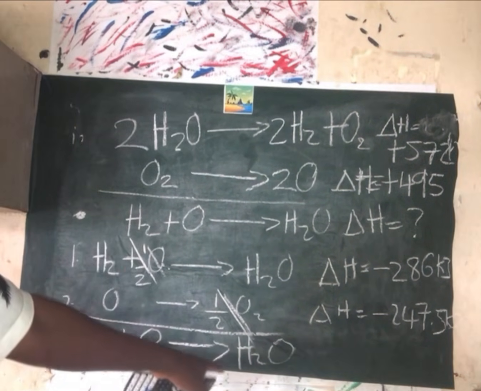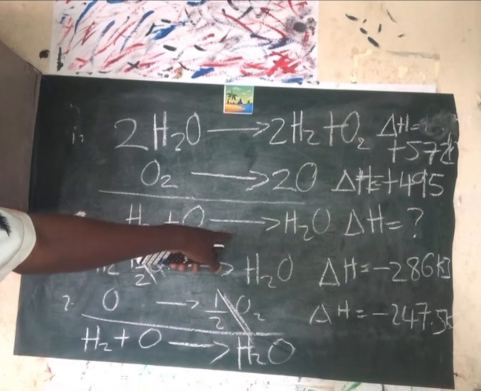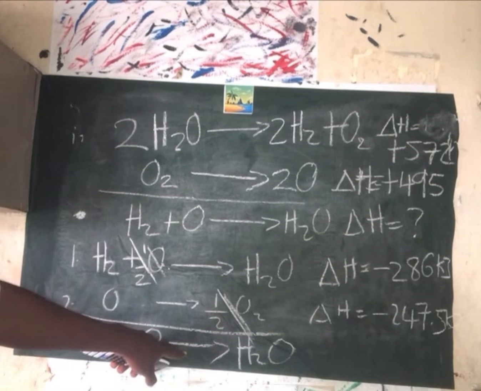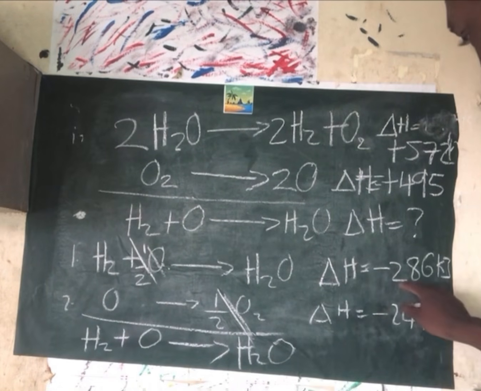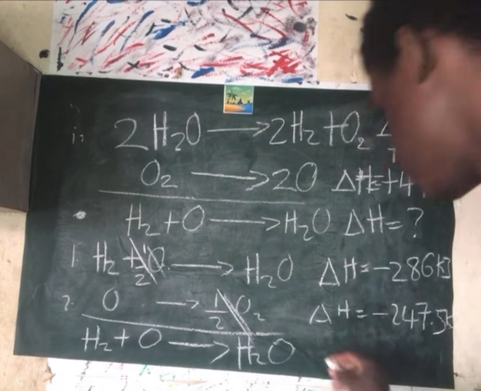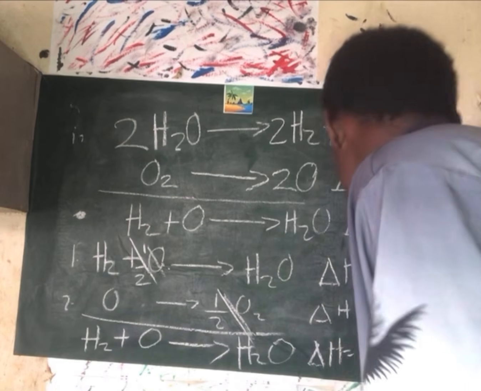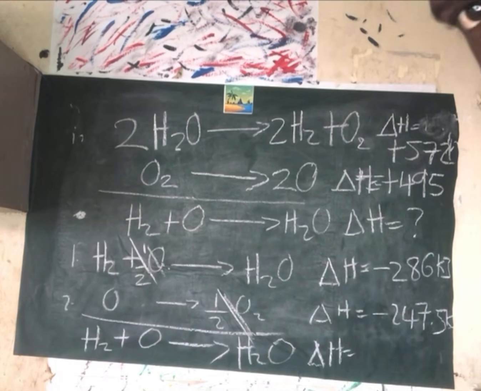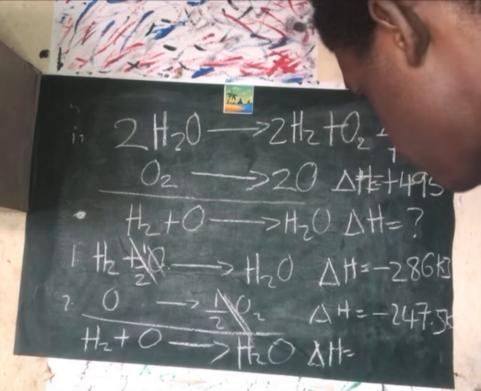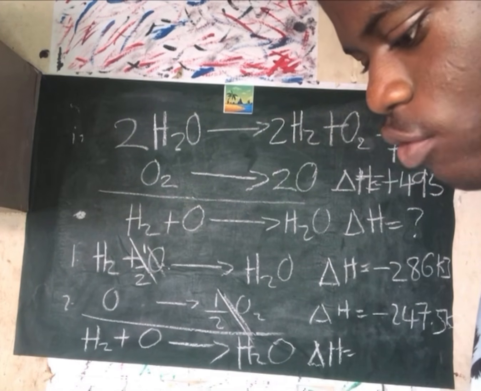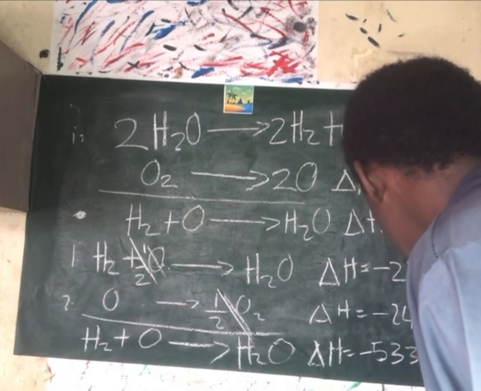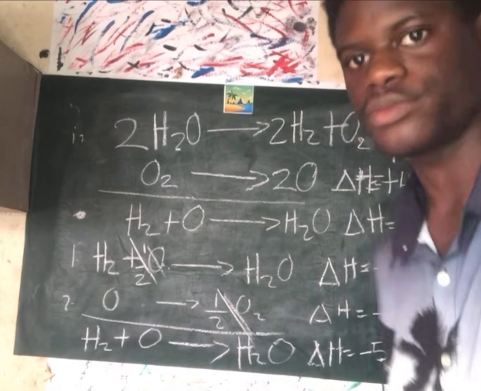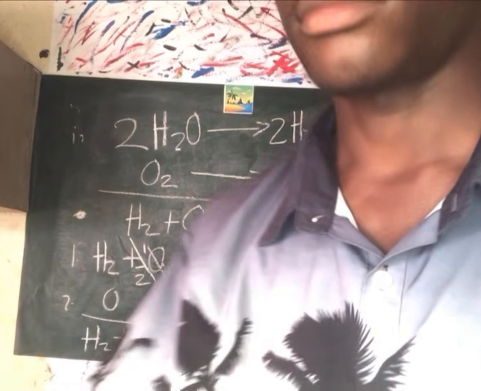You can see that our final equation resembles the one that they said we should get. So if your final equation is exactly like this one, then you are correct. So what next? We just add the two enthalpy together. That will be minus 286 minus 247.5, and that will give you minus 533.5 kilojoule. So that's just it.